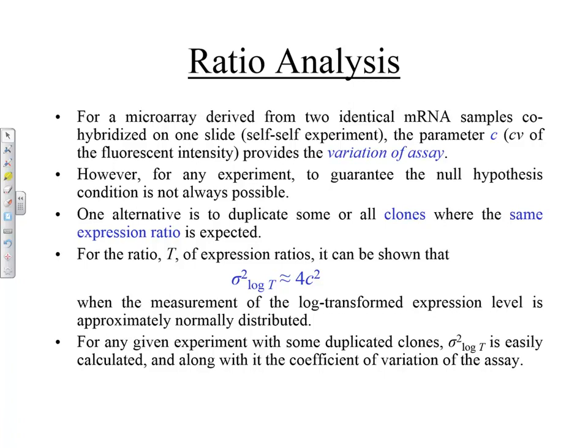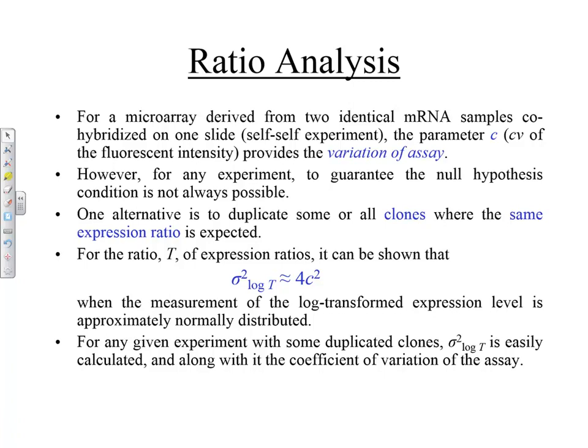So one alternative might be to duplicate some or all clones where the same expression ratio is expected. So maybe for gene number 1, instead of using identical samples to get the variation of the assay, one alternative might be to duplicate some or all of the genes where you expect the same expression ratio. But if they are different, then that is a cause for alarm. It should not be different, it should be the same. That means that is the variation between the different spots.